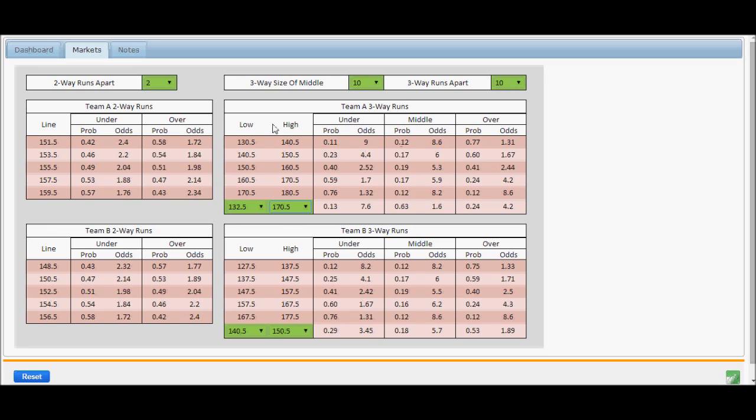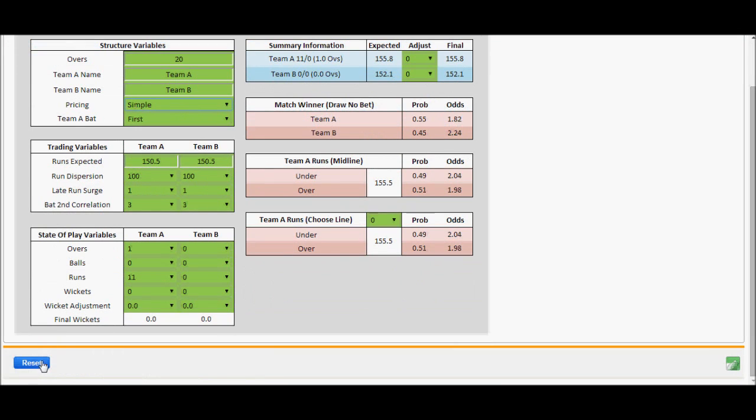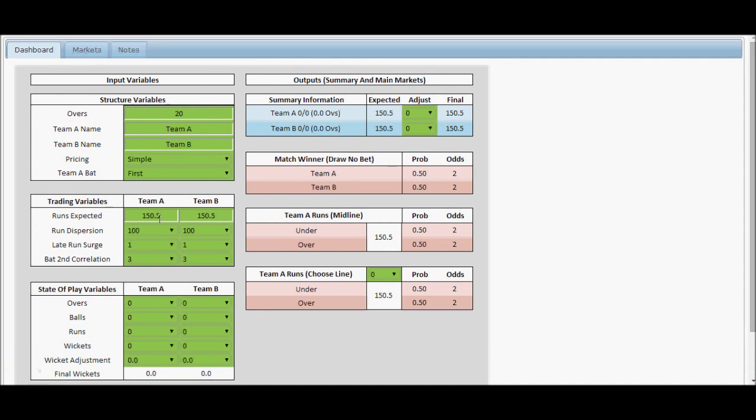So that's kind of it for the markets here. I'm just going to go back now to something that I referred to in the first part of this user guide, which was this idea of a complex pricing mechanism. So I'm just going to reset this now. And if I put the complex pricing in, I get this additional tab here, players.